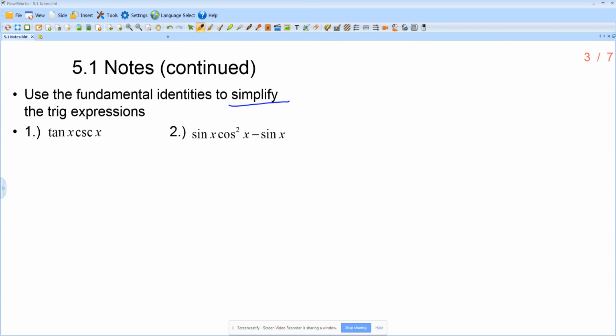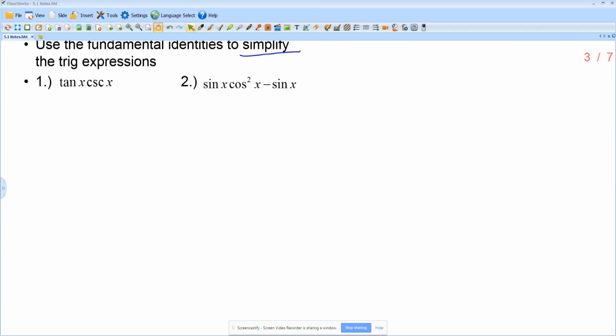So tangent x, cosecant x. Going and thinking about all my identities that I know, the one that I know I'm not going to use is the Pythagorean identity. I know I'm not going to use the Pythagorean identity because that always involves something squared, and none of these are squared. So instead, I'm just going to start and say, okay, well, tangent is sine x over cosine x.